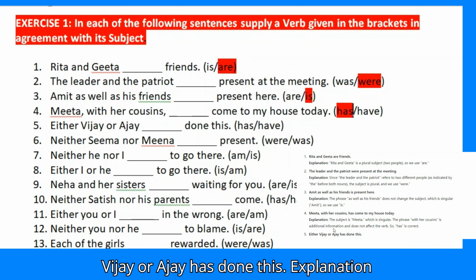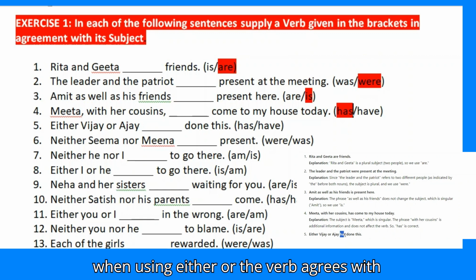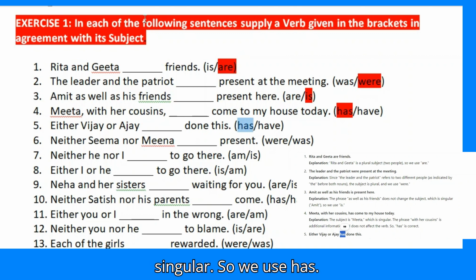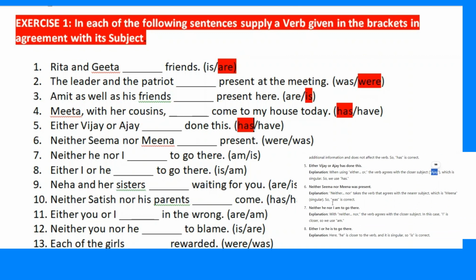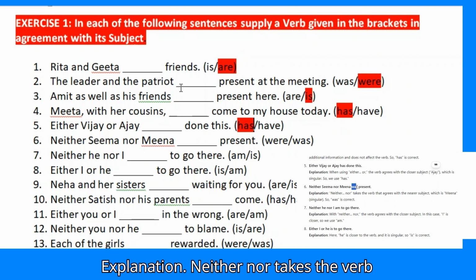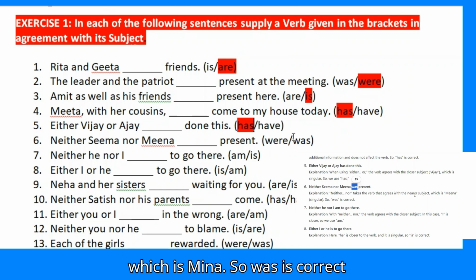5. Either Vijay or Ajay has done this. Explanation: When using either or, the verb agrees with the closer subject, Ajay, which is singular. So, we use has. 6. Neither Seema nor Meena was present. Explanation: Neither nor takes the verb that agrees with the nearer subject, which is Meena, so was is correct.